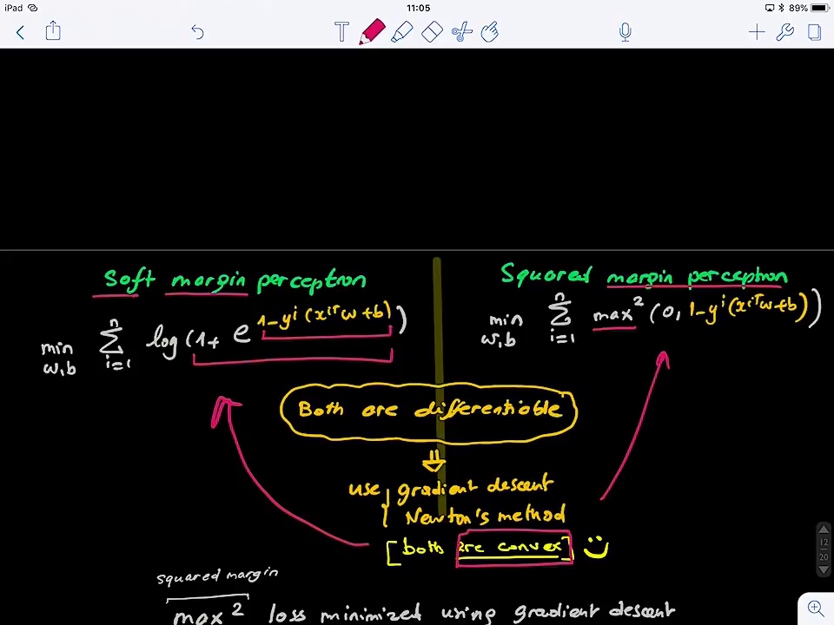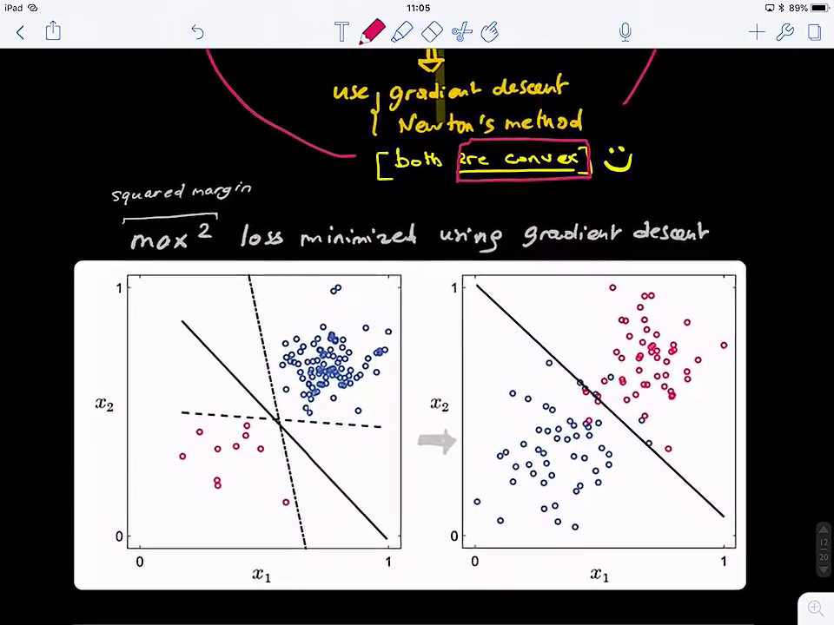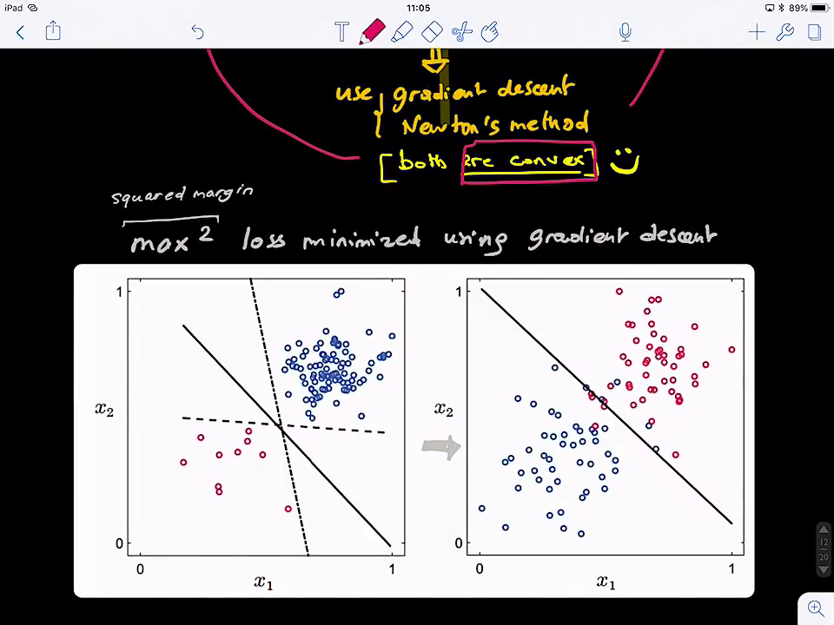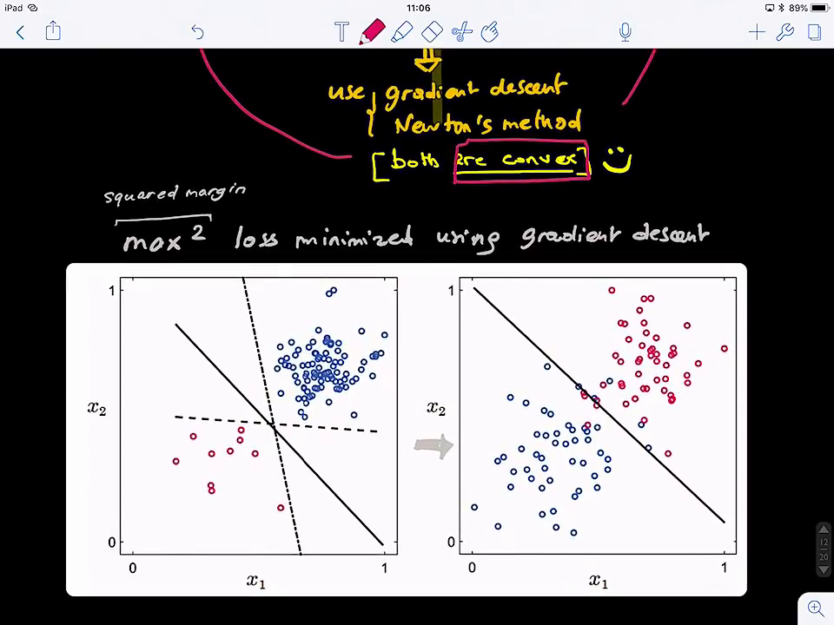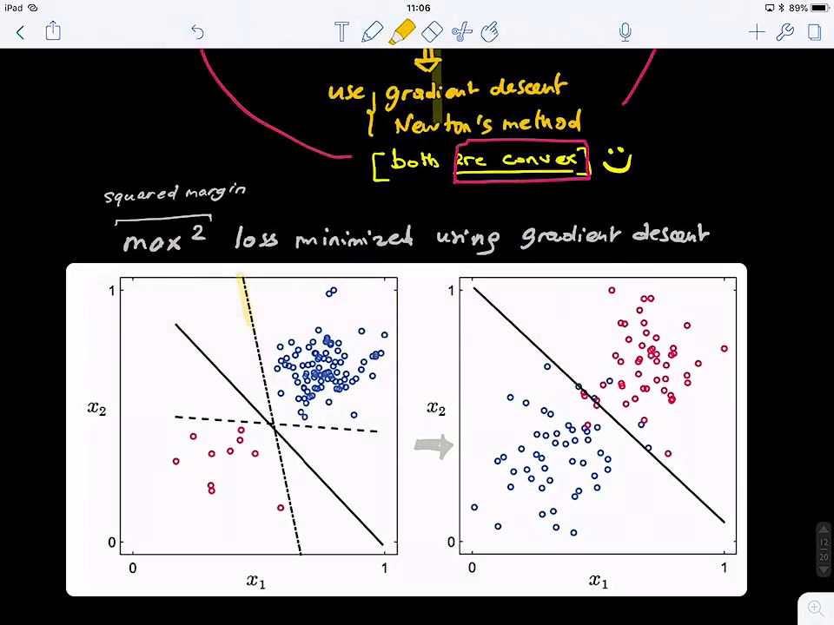Okay, so let's look at this case. After defining our function, we compute the gradient descent, right? We perform the gradient descent, and we notice that for the squared margin loss, if we initialize our hyperplane at different positions, we always end up with a good estimation of the optimal hyperplane. And even in the case where we have some overlap between these two classes, we have a good hyperplane using the squared margin loss function.